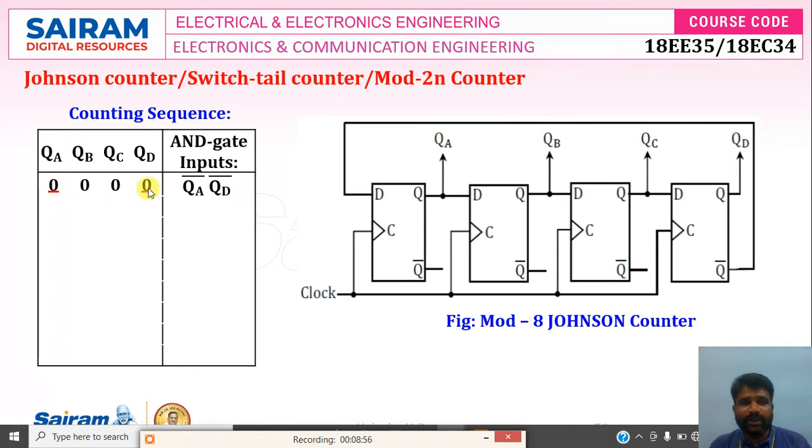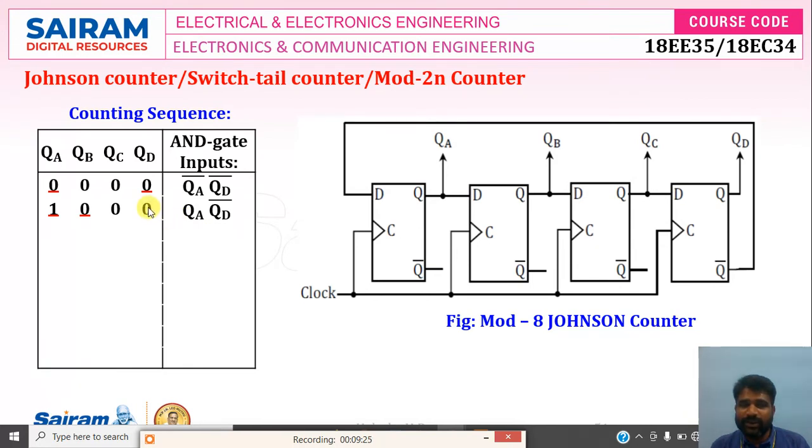See here, the operation. QD is 0, no? Its complement, that is 1, is connected to the leftmost flip-flop. So that 1 will be loaded into QA and the remaining are shifted. And here the first 2 bits are used to identify the state. Since QA is 1 and QB is 0, it is QA and QB bar.